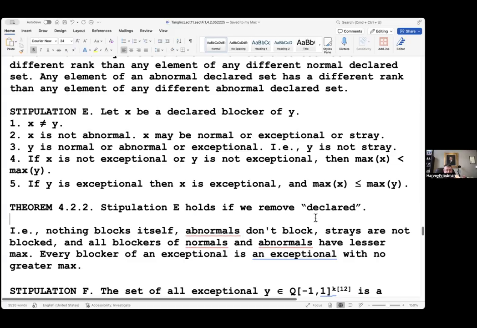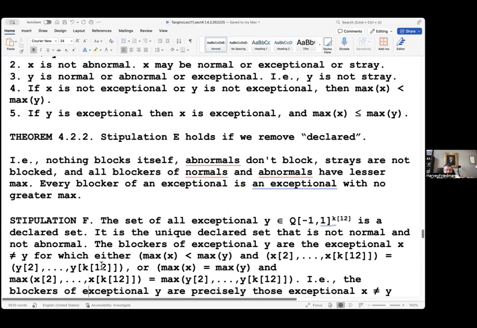Yeah, right. You have to check that, because this is all order invariant stuff. You see, nothing blocks itself. Abnormals don't block. Strays are not blocked. All blockers of normals and abnormals have lesser max. Every blocker of an exceptional is an exceptional with no greater max.